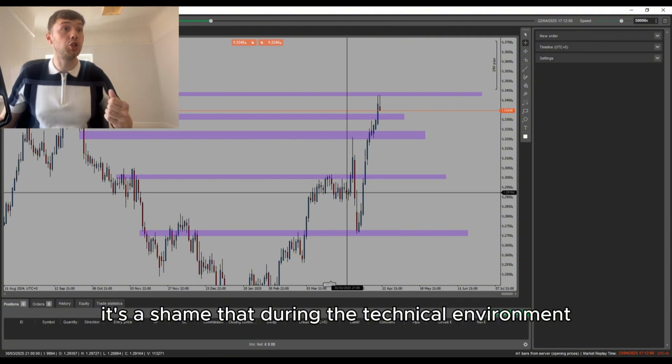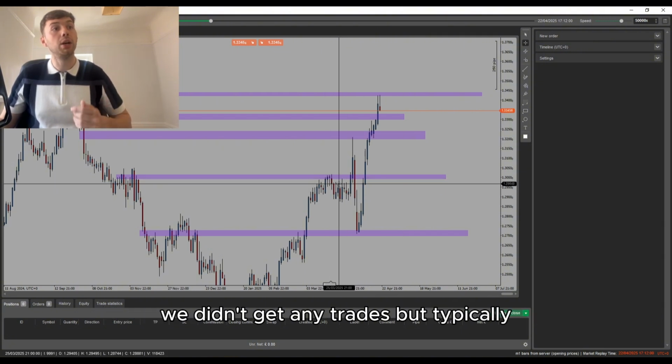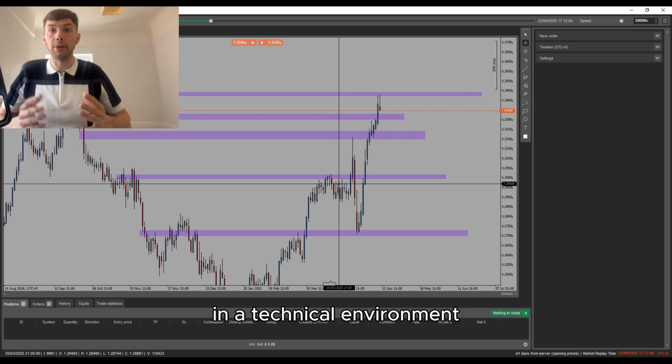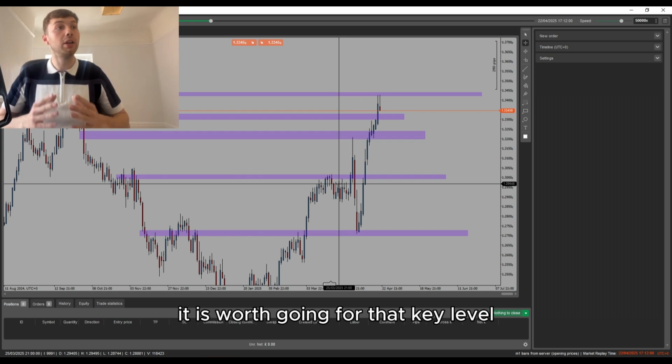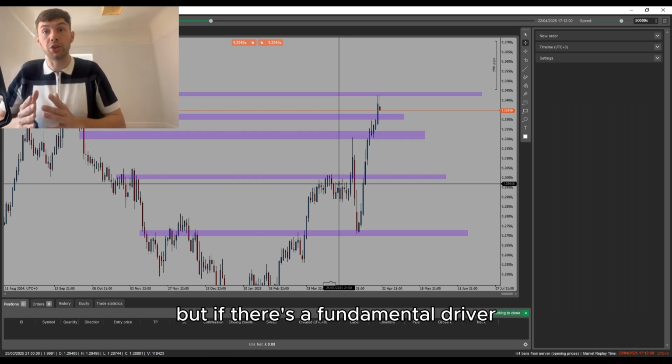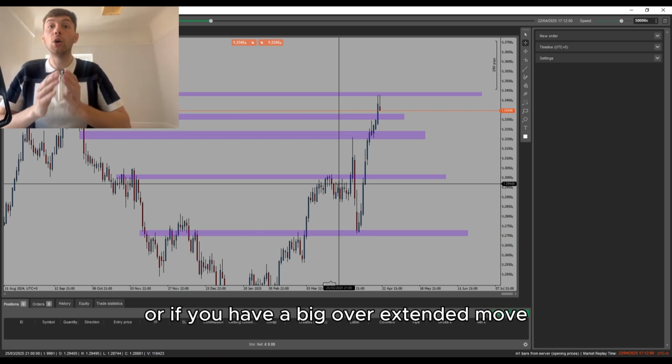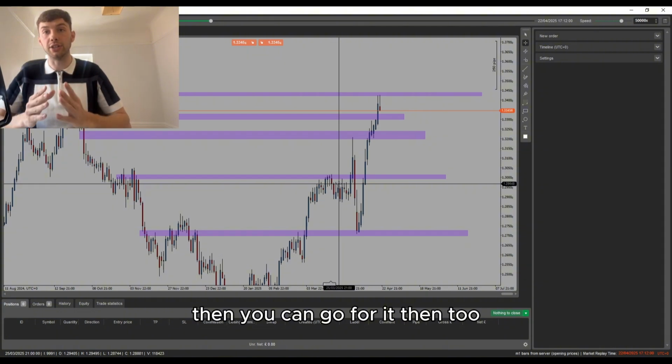It's a shame that during the technical environment, we didn't get any trades. But typically, if you have any sort of level in a technical environment, it is worth going for that key level. But if there's a fundamental driver, it's worth leaving it and going for the next one instead. Or if you have a big overextended move, then you can go for it then too.